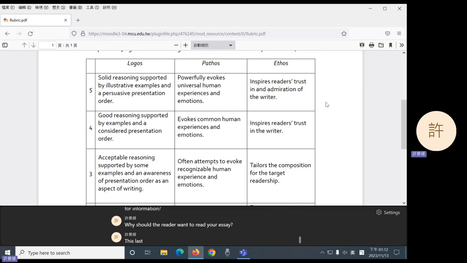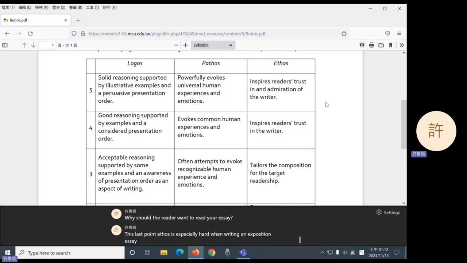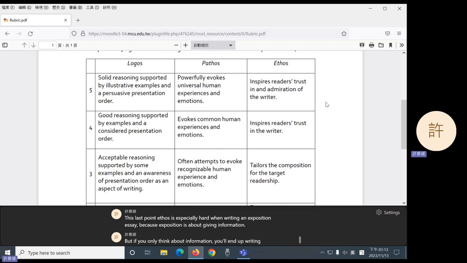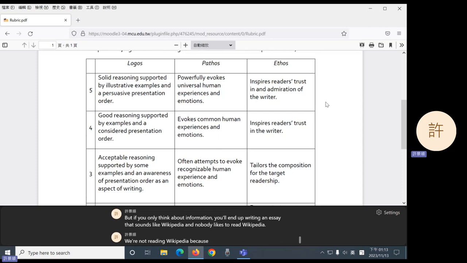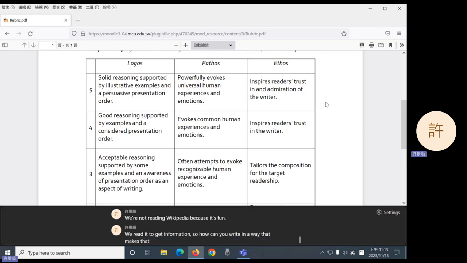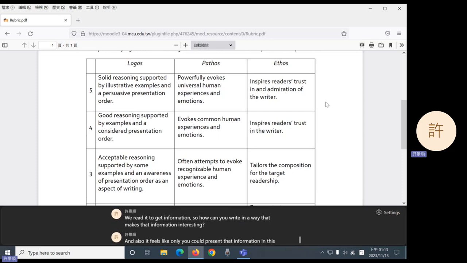This last point, ethos, is especially hard when writing an exposition essay, because exposition is about giving information. But if you only think about information, you'll end up writing an essay that sounds like Wikipedia. And nobody likes to read Wikipedia. We're not reading Wikipedia because it's fun. We read it to get information. So how can you write in a way that makes that information interesting, and also it feels like only you could present that information in this particular way?